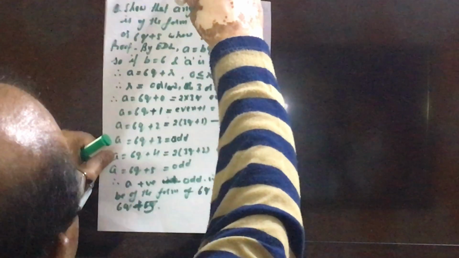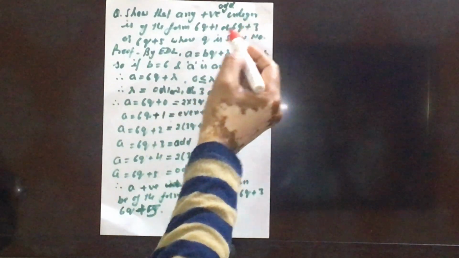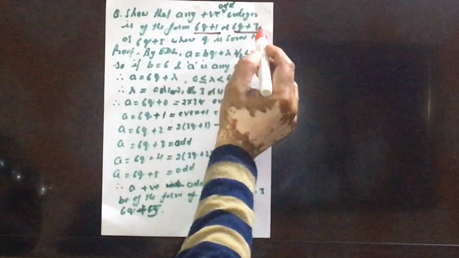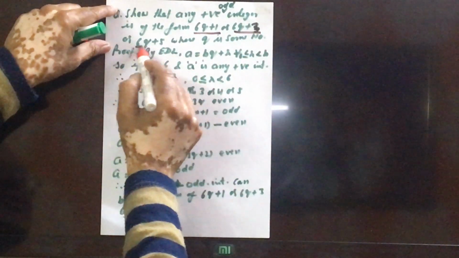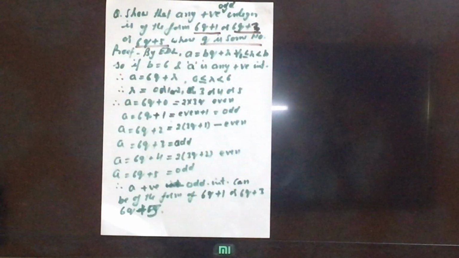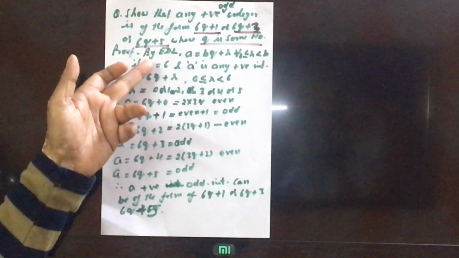See the next problem. Show that any positive odd integer is of the form 6q plus 1, 6q plus 3 or 6q plus 5, where q is some number. So children, to show this, we will use Euclid division lemma.